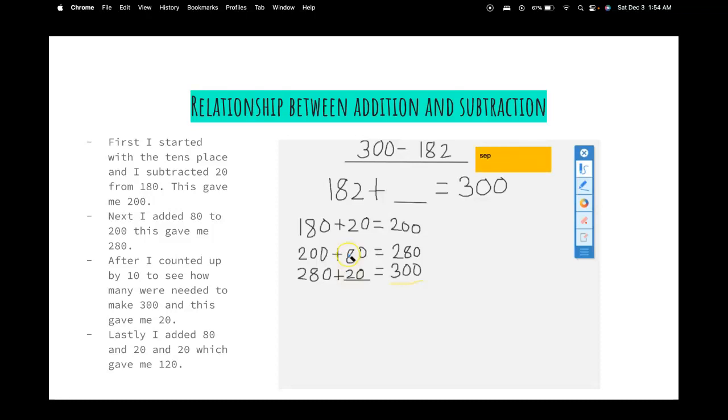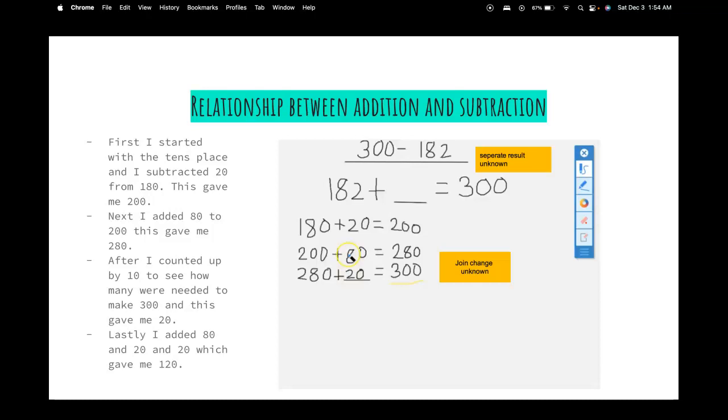So this video changed the problem from separate result unknown to a join change unknown problem.